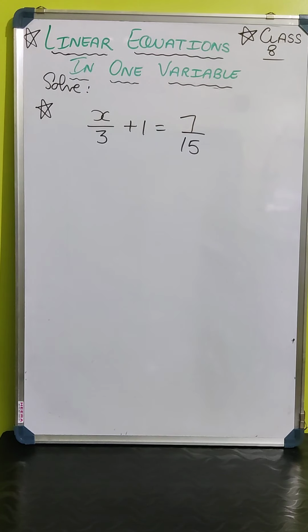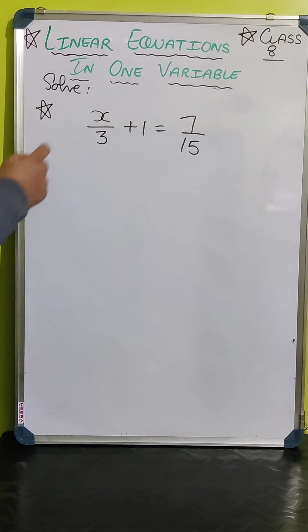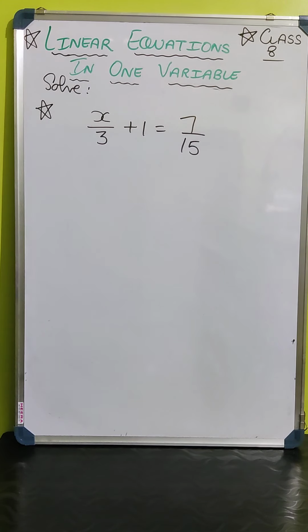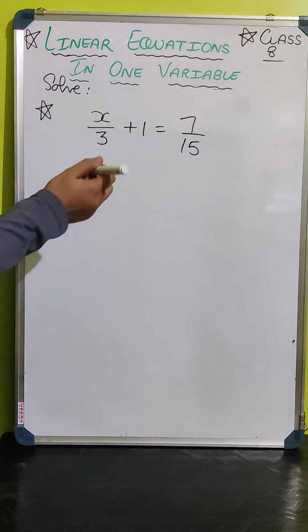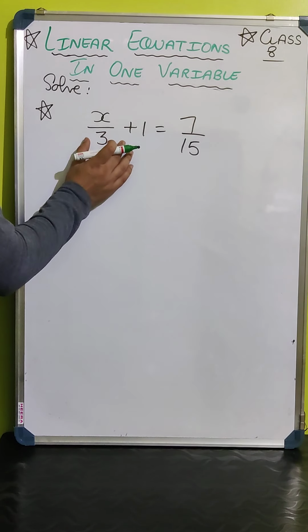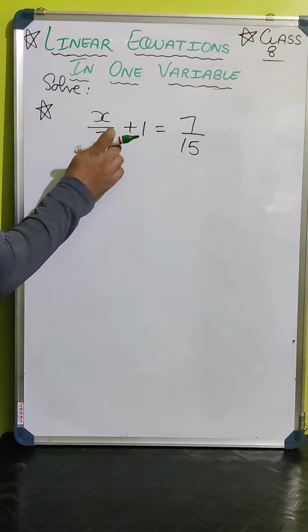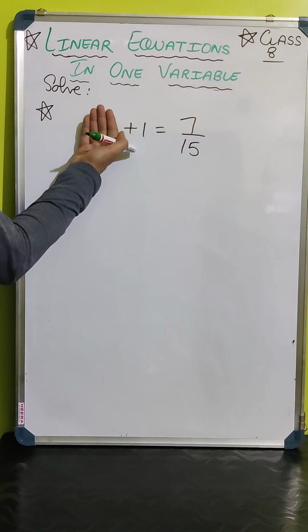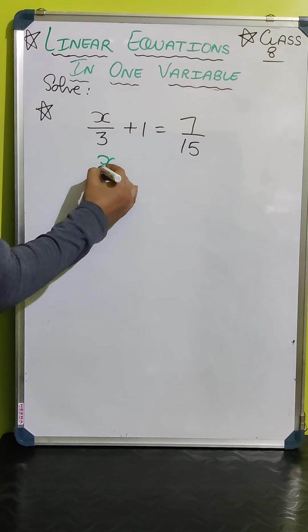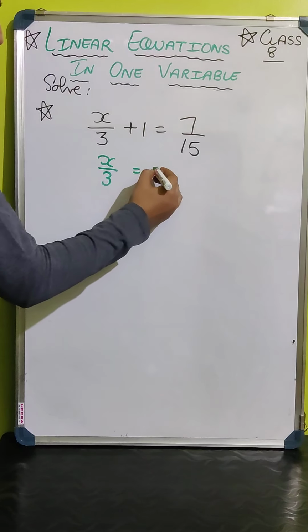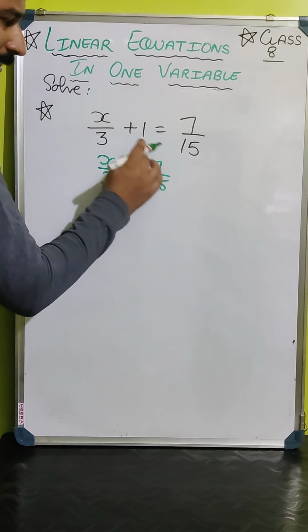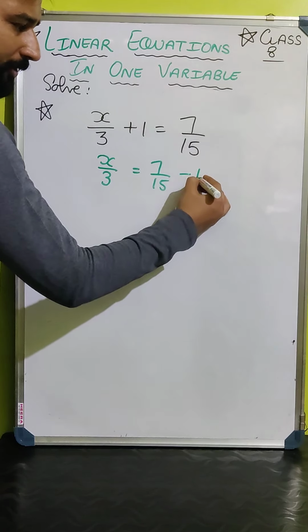Okay, now the last example of the linear equation I will take. The equation is x divided by 3 plus 1 is equal to 7 by 15. Okay, now the same thing you have to do. Just check which one is the extra term along with the x. So remove this term, 1 will be there. So you will write x by 3 is equal to 7 by 15. It is plus here, so you will write 1.